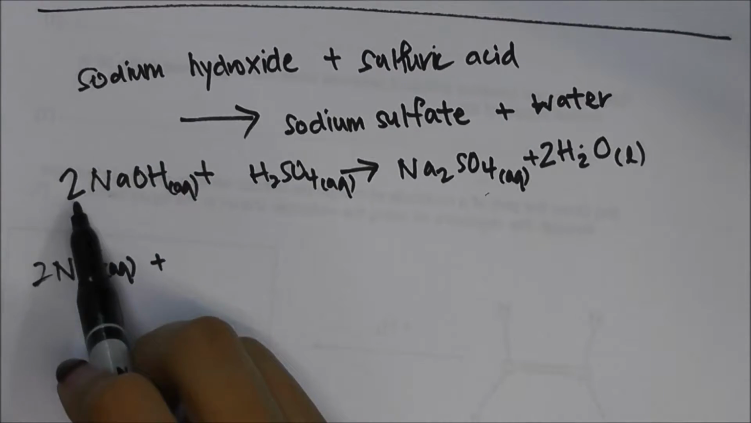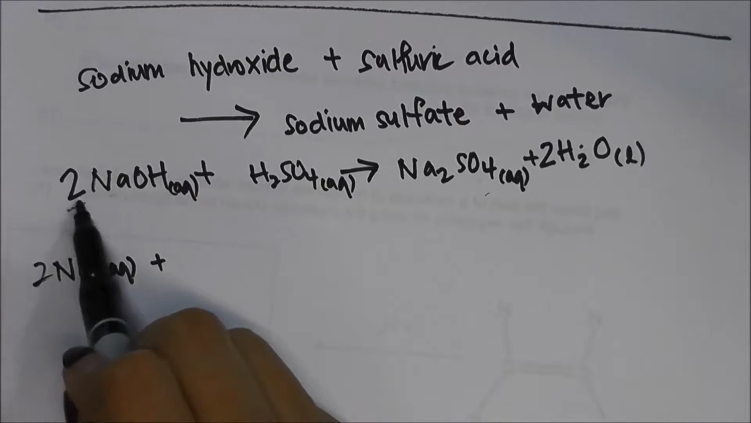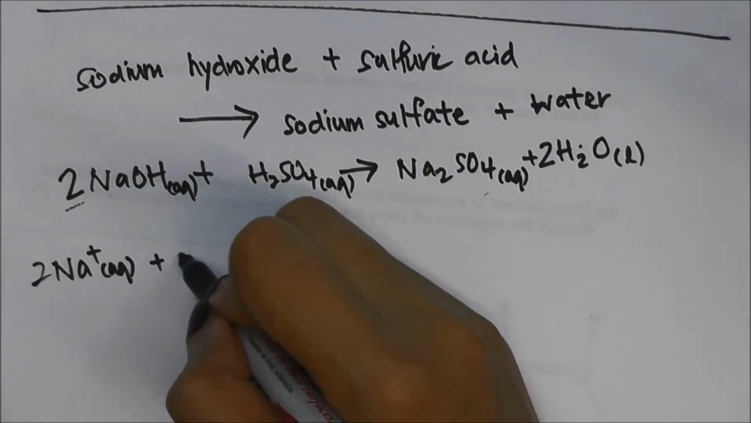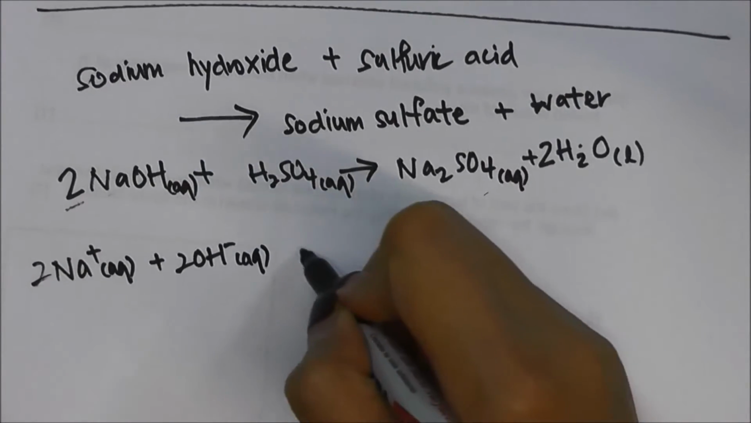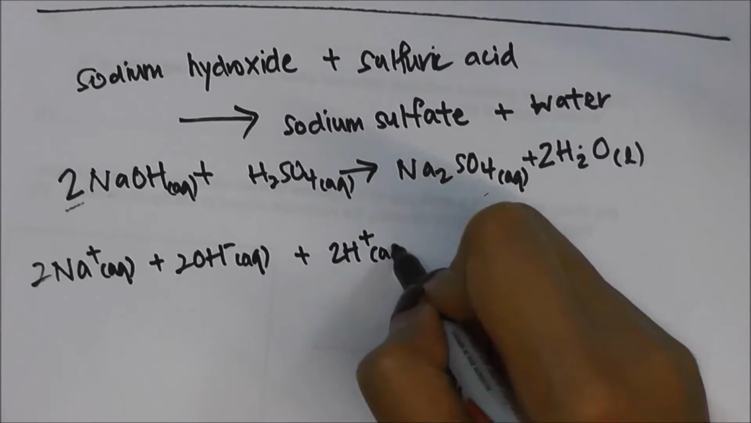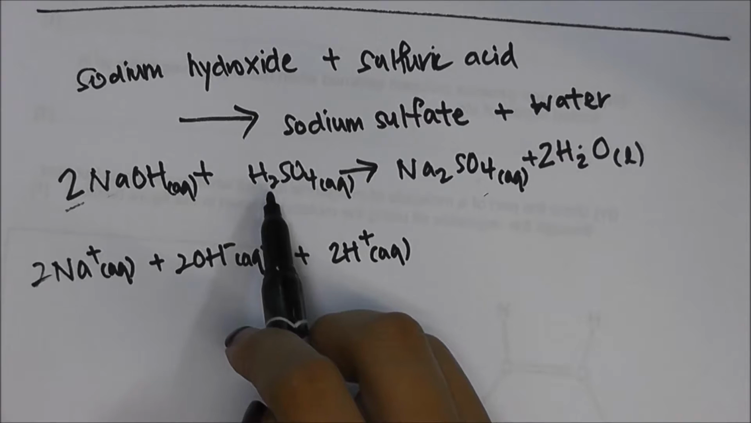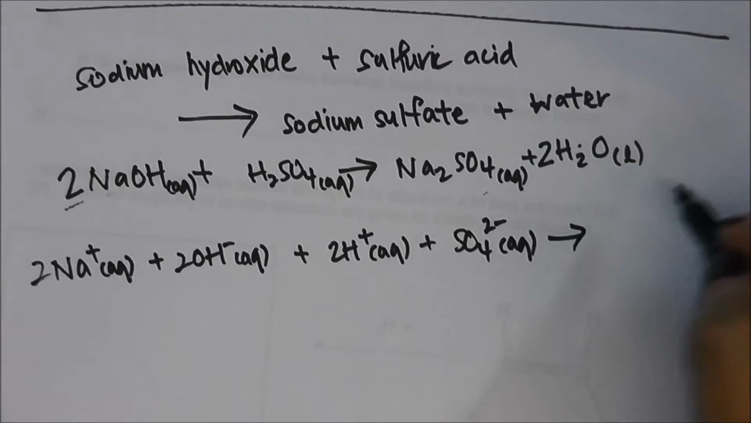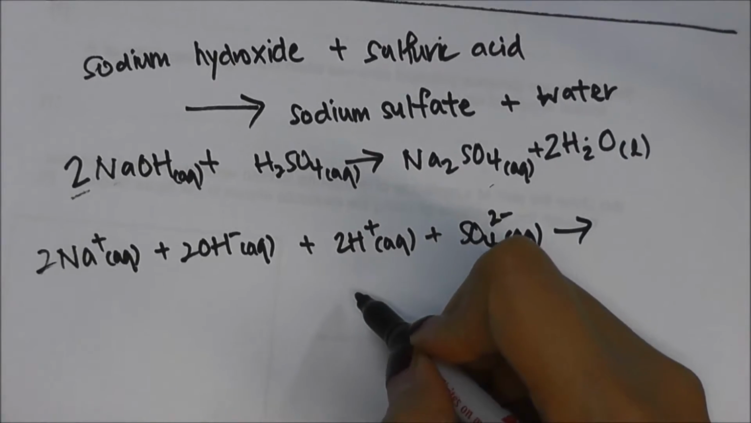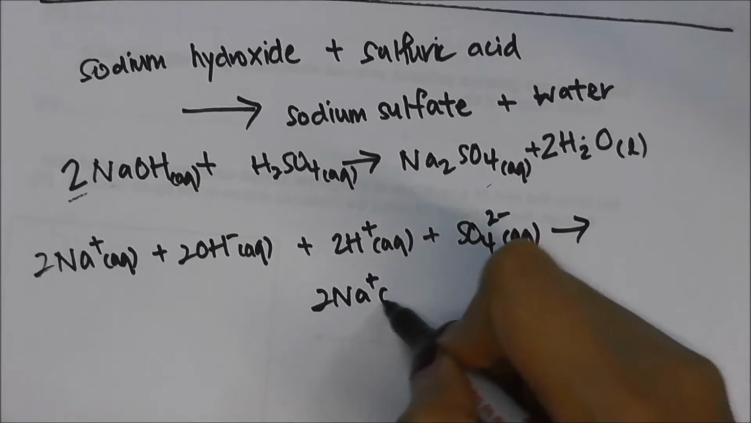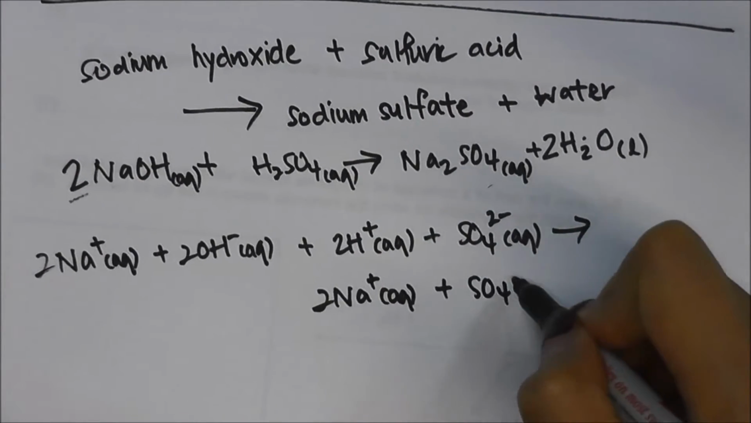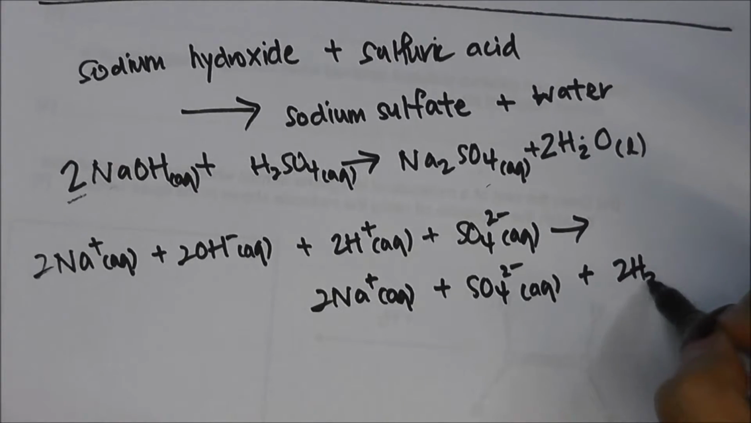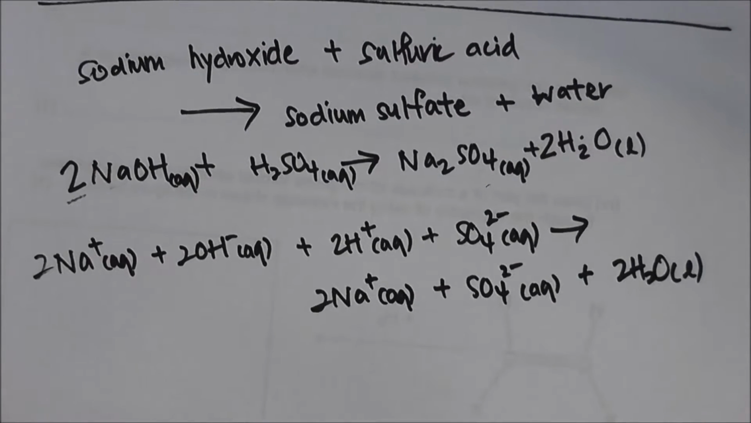Okay, so this 2 Na+. Make sure you actually bring the 2 over, as this 2 means the whole thing is 2 NaOH. So there's 2 Na+, there is 2 OH-, plus 2H+, that's from the formula, plus SO4 2-, and going to give me, oops, I'm going to write it over here, 2 Na+ plus SO4 2- plus water, which remains as itself, because liquids are not broken into ions.